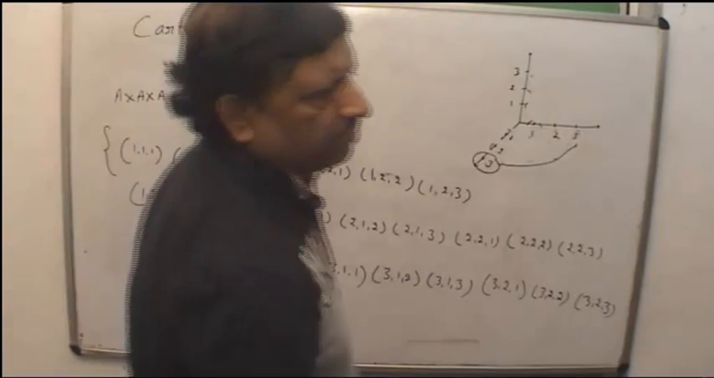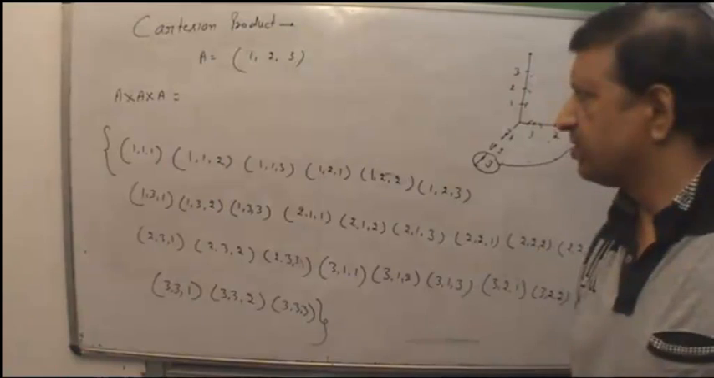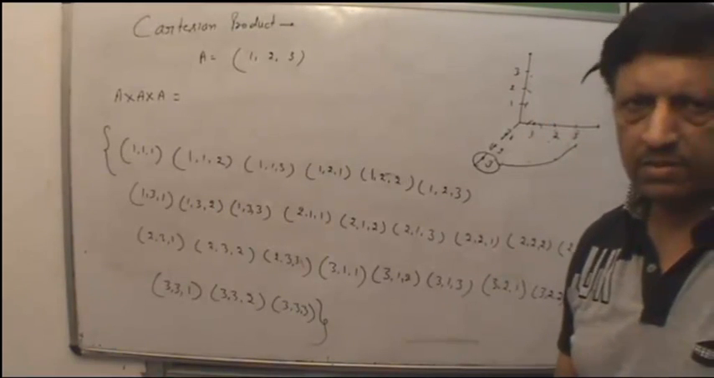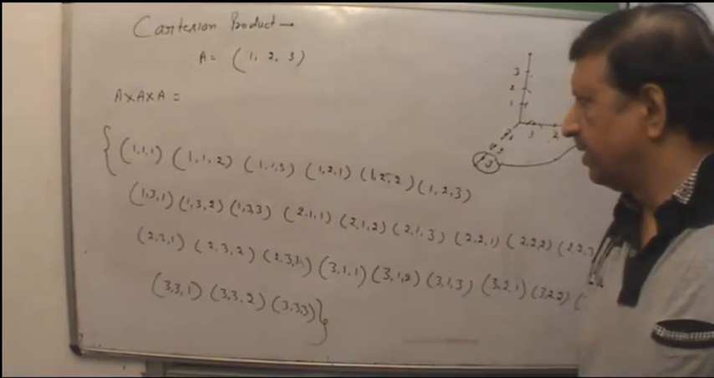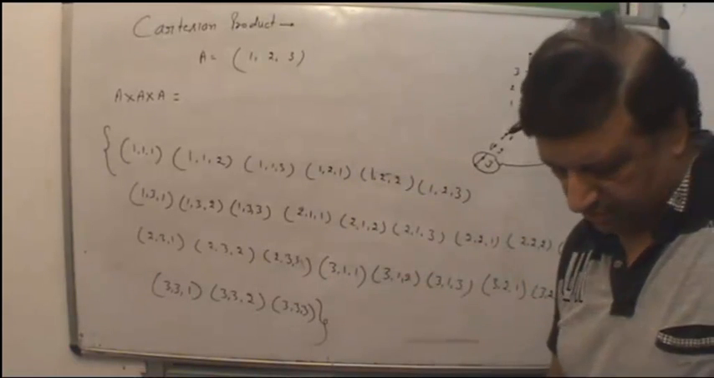That seems to be typical. It is three-dimensional. It is a triple product of the set A. We can find it in this way by drawing the three axes.